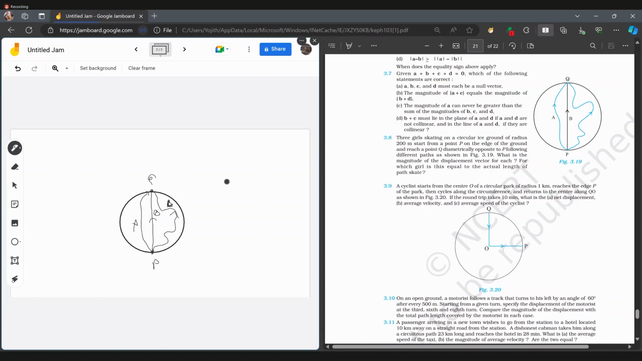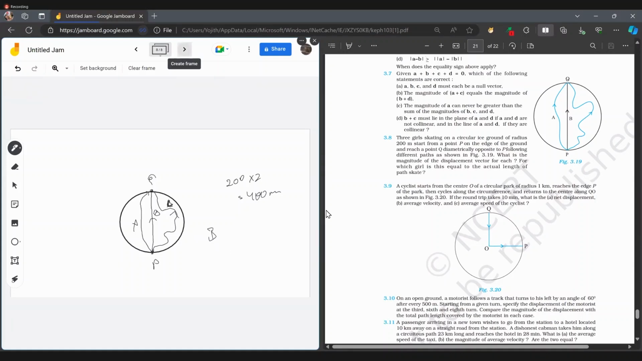Now what is the displacement? Radius into 2. So 200 into 2, which is 400 meters, is the displacement. Okay, this displacement is equal to the path followed by girl B. Okay, that is our answer. Let us go to the next question.